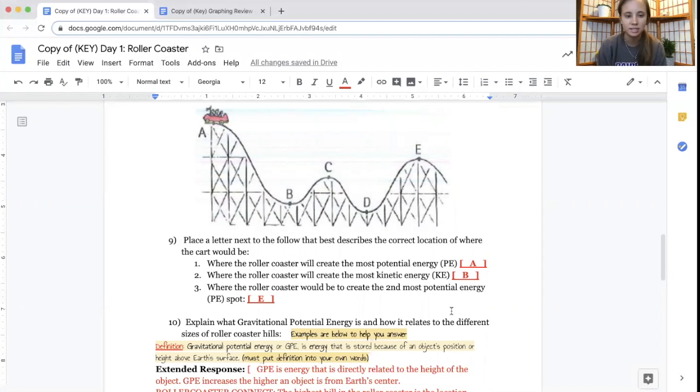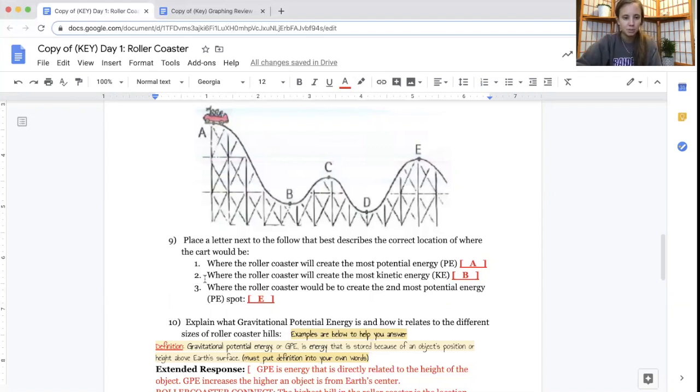Number 1 says, where does the roller coaster create the most potential energy? I'd say most of us got that one. It's up here at the top of the hill. That's where we're going to have the most potential energy. I did notice some of us kind of flip-flopped potential and kinetic energy.